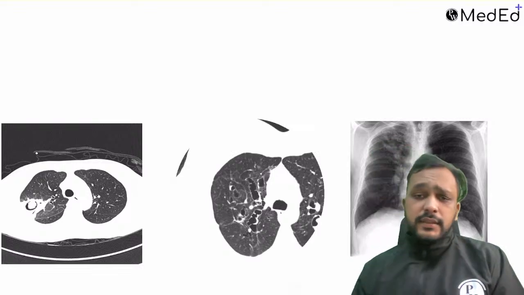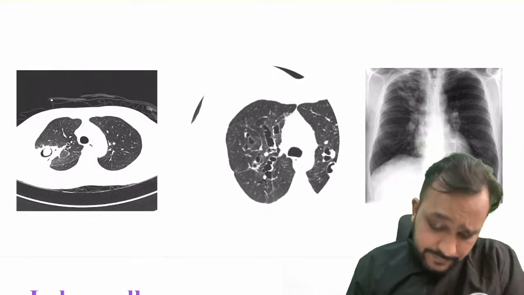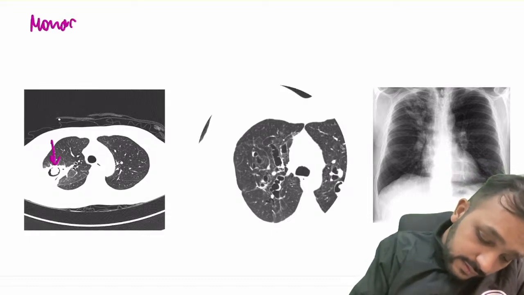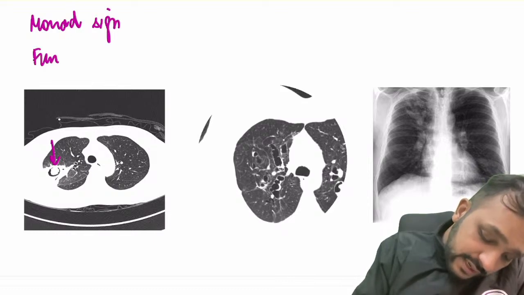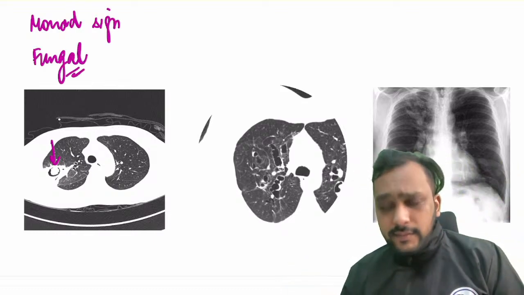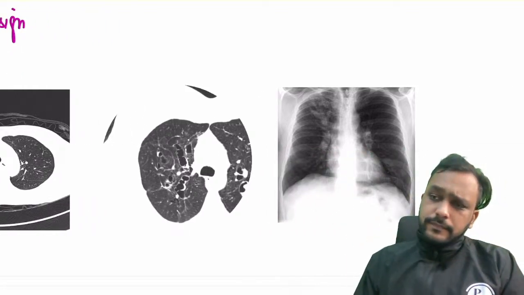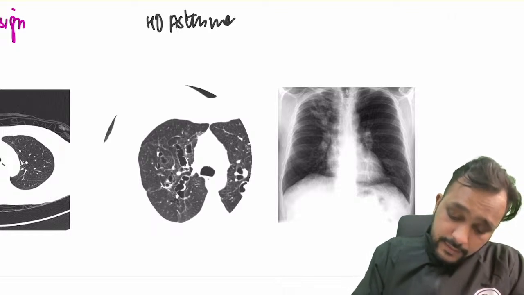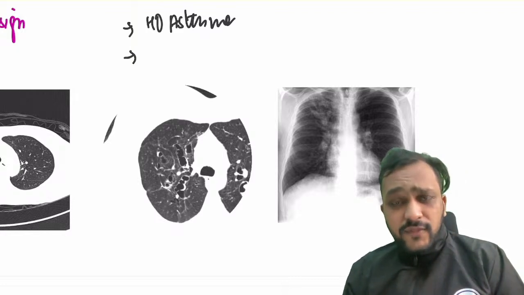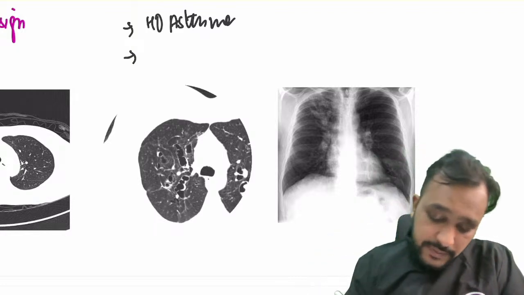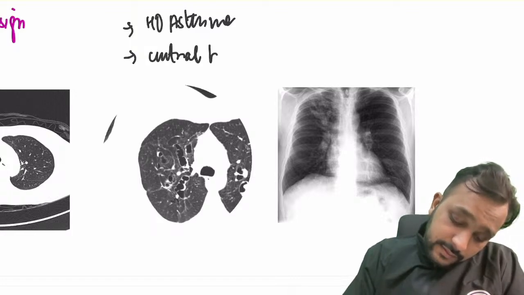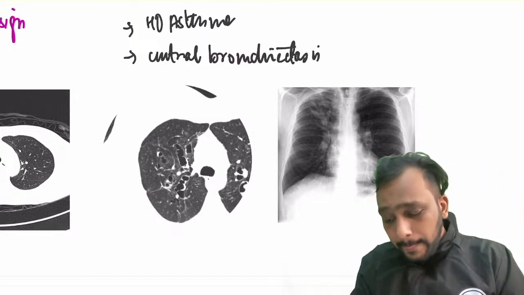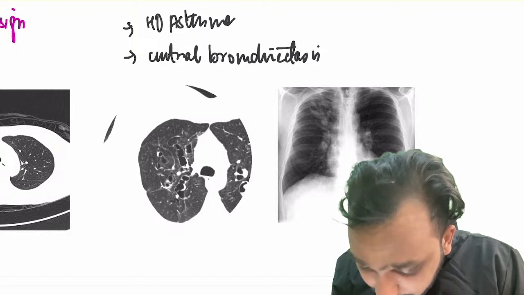Now let us have a look at a few fungal infections. In the first image, this is the Monod sign, which is seen in the fungal ball or aspergilloma. In the second case, the patient has a history of asthma and has now come with breathlessness. We do an NCCT for this patient, and we can see that there is central bronchiectasis. On the chest x-ray we have a finger-in-glove appearance.